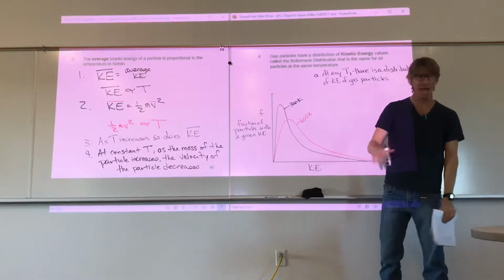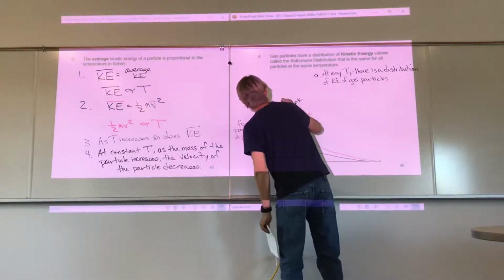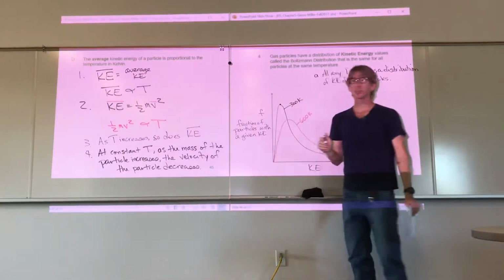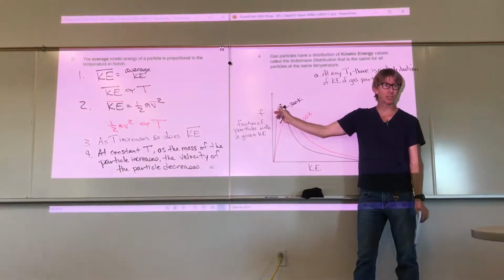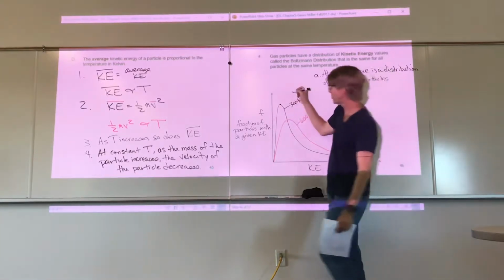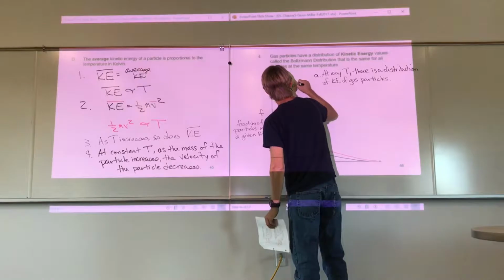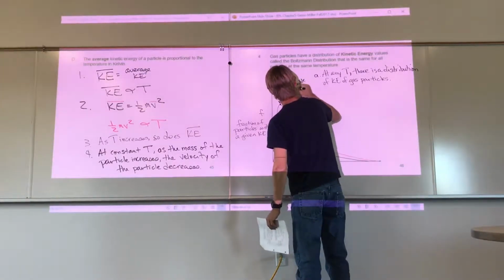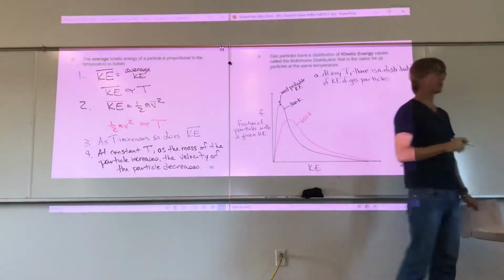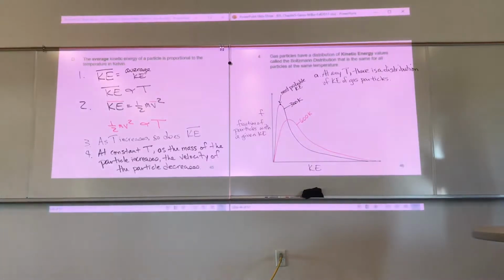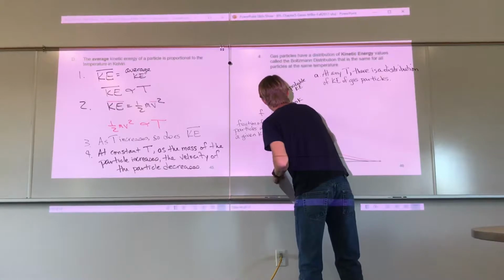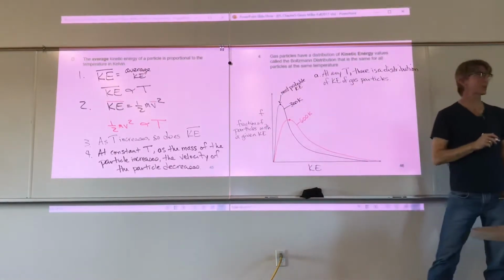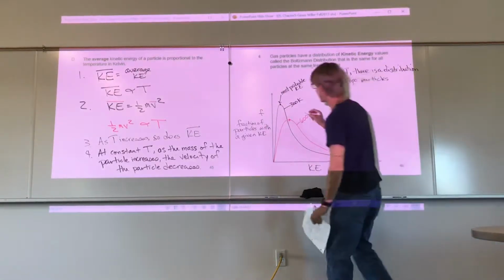Before I do the average, let's do the most probable. The most probable has the highest fraction, and therefore it is the highest point. So I'm going to write right here, most probable. And it is, in fact, the most probable kinetic energy. I'll do the same thing for 600 Kelvin. It has a most probable. It's the top.